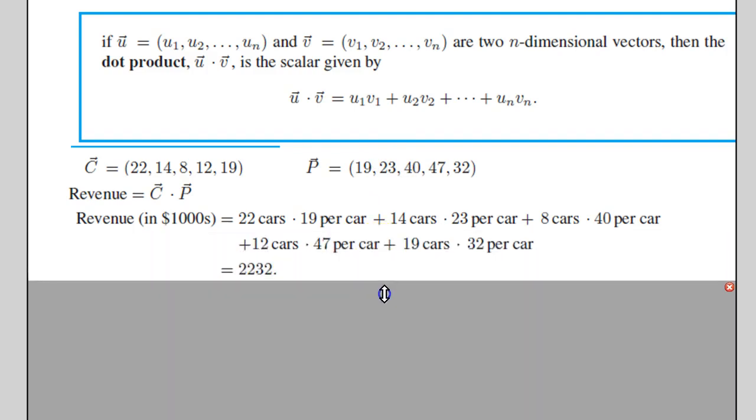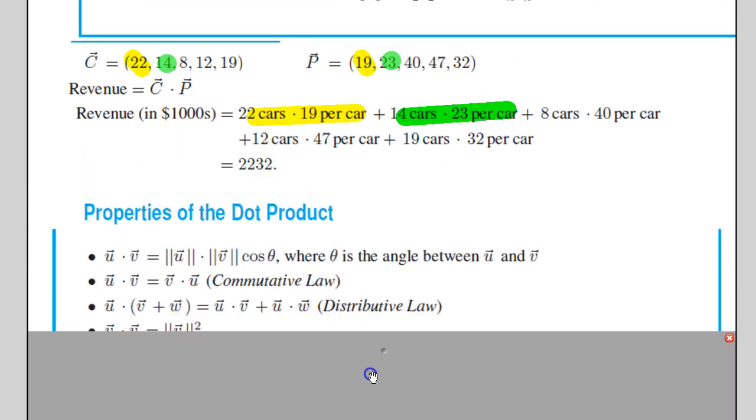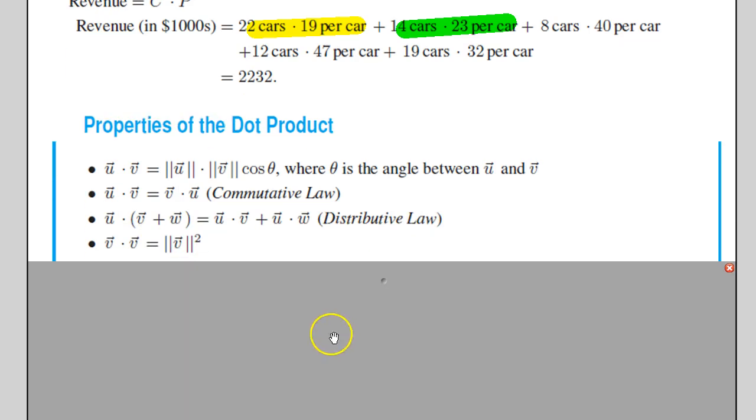And we end up with this statement, which is the result of adding each type. So this times this gives me this, and this times this gives me this. You can do the same for the rest, and then you add all the results. Not difficult.